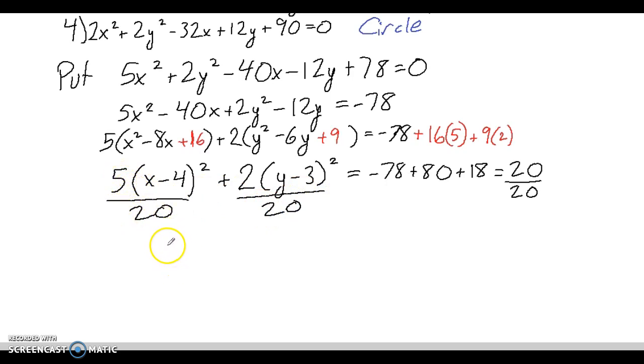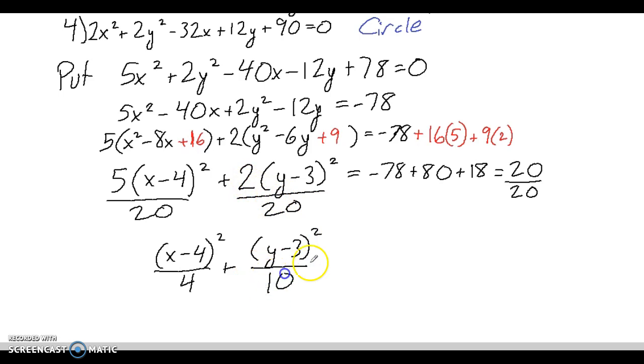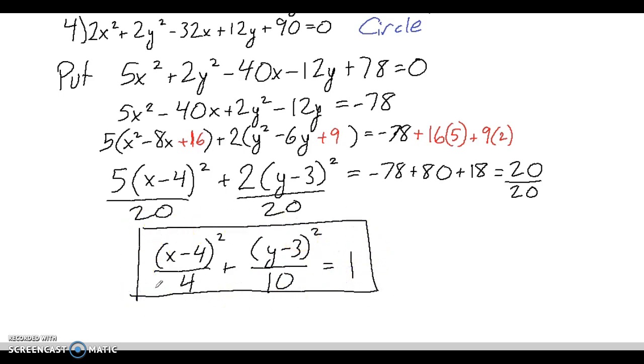5 divided by 20 is 1 over 4. So we've got x minus 4 squared over 4. Y minus 3 squared over 2 over 20 is 1 over 10. And that is equal to 1. And this is our ellipse in standard form.